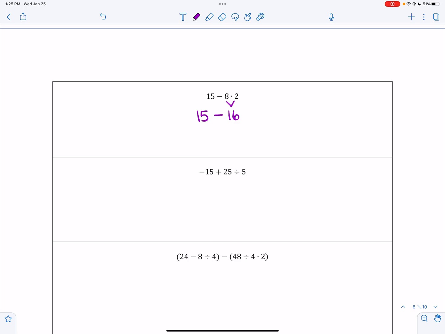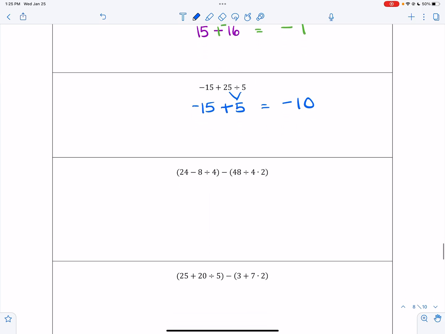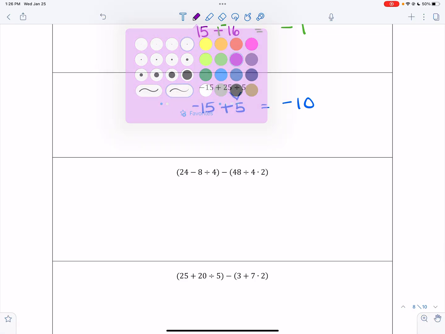Then I could turn this into an addition problem if I wanted to and make that adding the opposite. And so I know that I will get a -1. The next problem, -15 plus 25 divided by 5. I do division first, and then I bring down the -15 plus 5. If I started at -15 on the number line and then I moved 5 units to the right, then I would end up at -10. The reason that we do these order of operations is so that everybody comes up with the same solution.